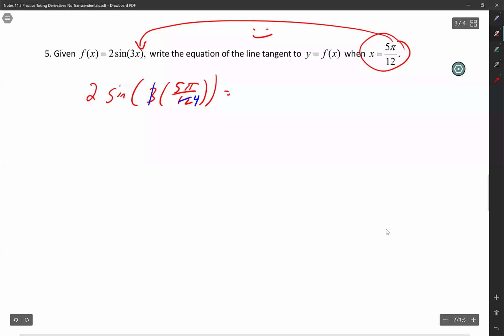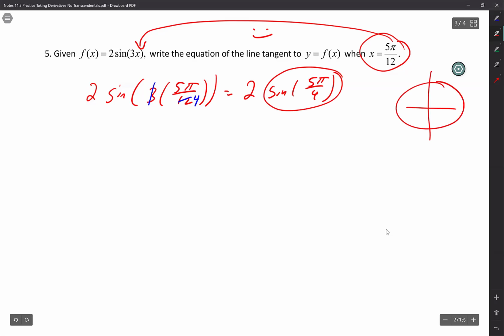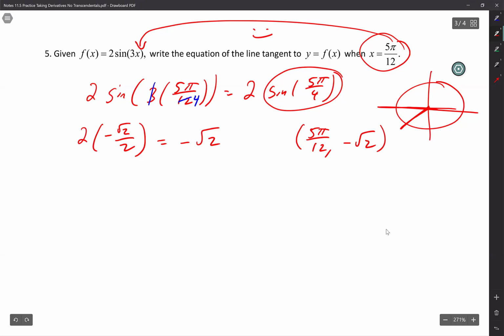So there it is. I plugged in 5 pi over 12. 3 goes into 12 4 times. And now you get this, 2 sine of 5 pi over 4. And this, you know, on the unit circle, 5 pi over 4 is right here in quadrant 3. And sine, well, really, they're being nice because it's a 4, so they're all going to be the same, right? Especially in quadrant 3. So you have 2 times negative square root of 2 over 2. The 2's cancel out, so you just get negative square root of 2. So my coordinate is 5 pi over 12, comma, negative square root of 2. Can we at least get that far?